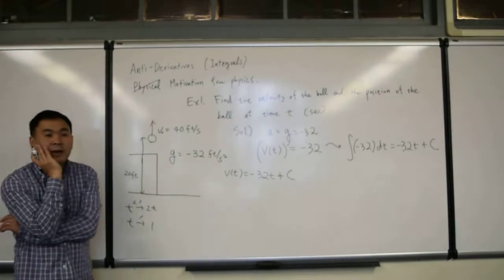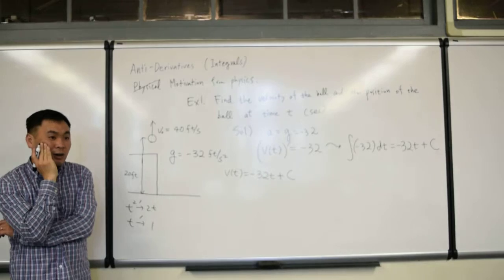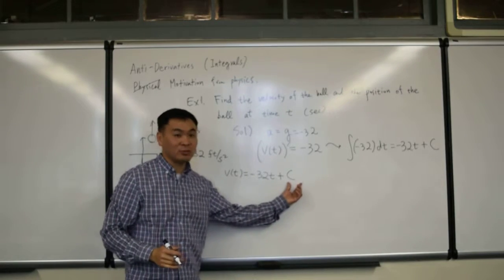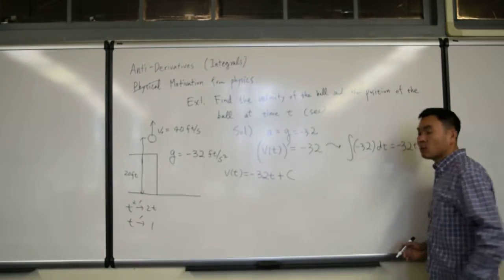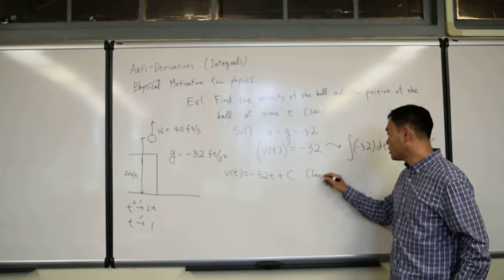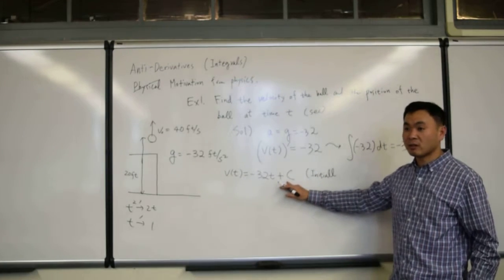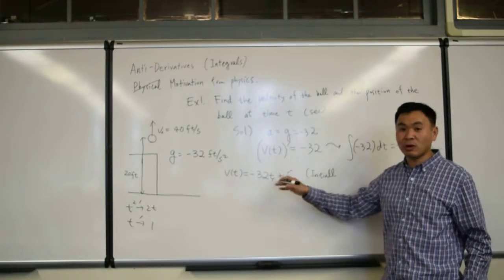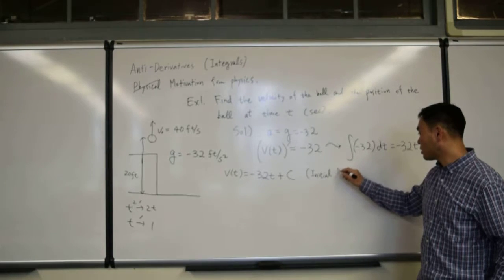However, we haven't fully figured out what v of t is yet because it has this unknown c. How do we determine this? The process of finding out what the c is is called the initial value problem, because usually these plus c's are determined by what it was when it began. So, initial value problem.